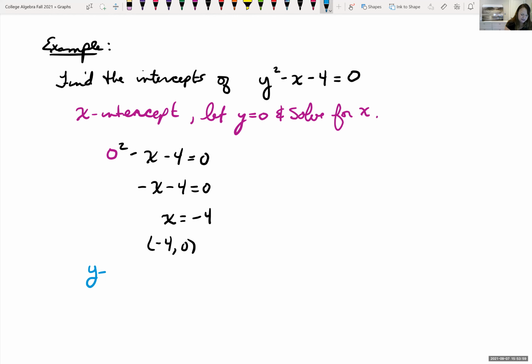For the y-intercept, we're going to let x equal 0 and solve for y.